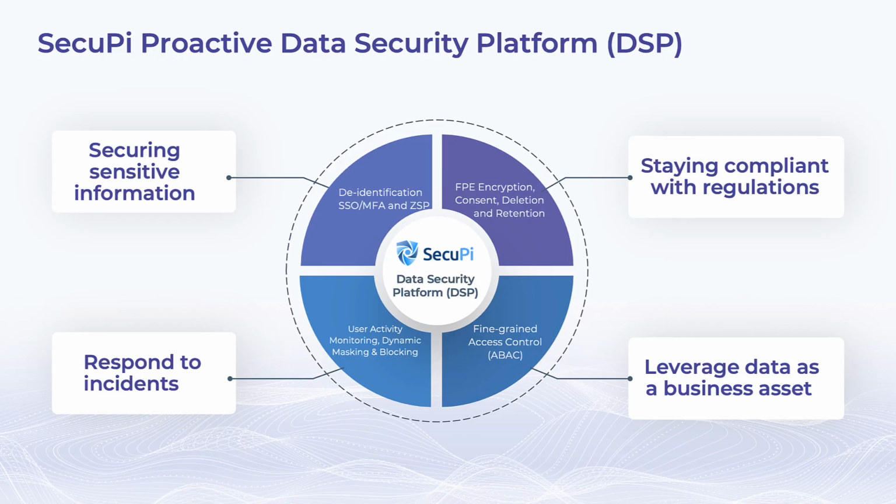SecuPi is a data security platform that can help you understand who's accessing your data, enforce fine-grained access controls, including attribute-based access control to sensitive data, de-identify data that includes dynamic masking, physical masking, dynamic encryption, physical encryption, including tokenization and format-preserving encryption, and privileged access brokering when you're getting access to your databases.